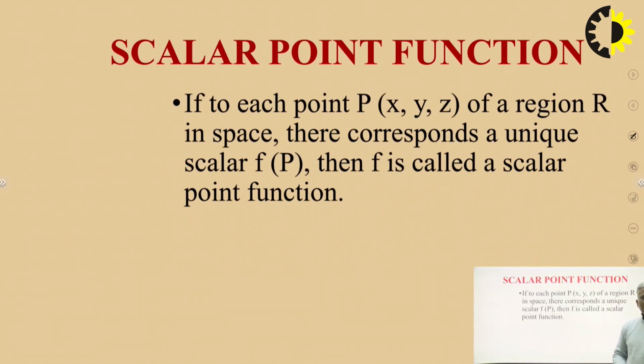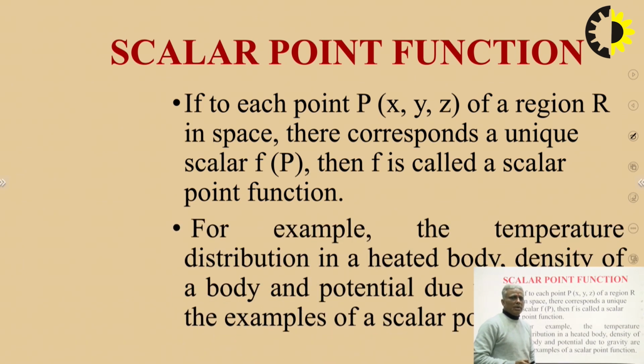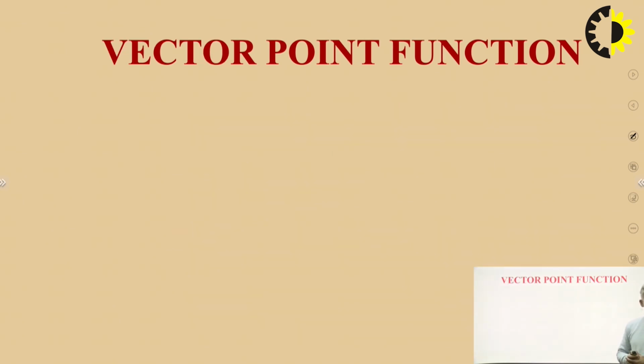To each point P in three dimensions in a region R in space, there corresponds a unique scalar f, and that is called a scalar point function. I explain it briefly. For example, the temperature distribution of a heated body: when a body is heated, the temperature varies through it, and that is called the heat distribution. The density of a body and the potential due to gravity are also examples of a scalar point function.